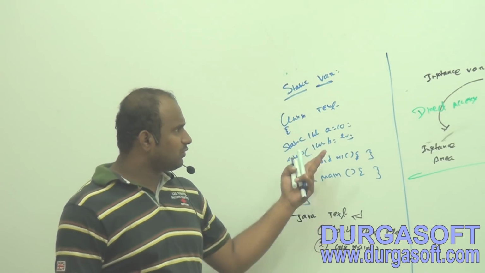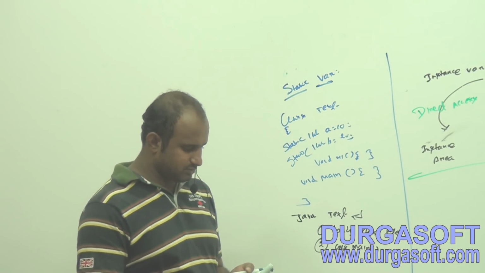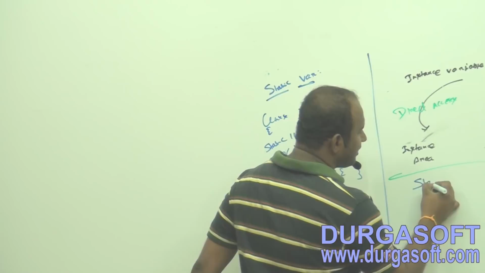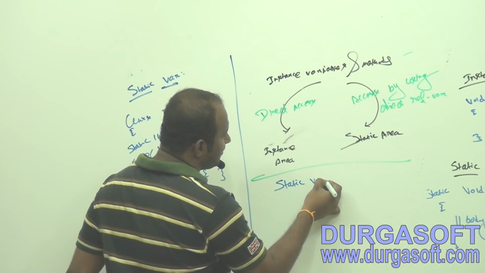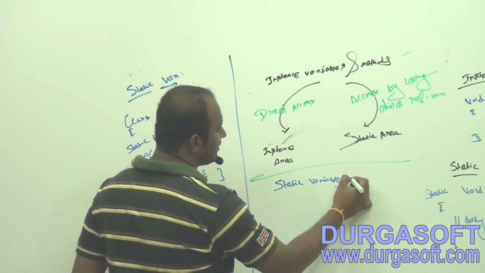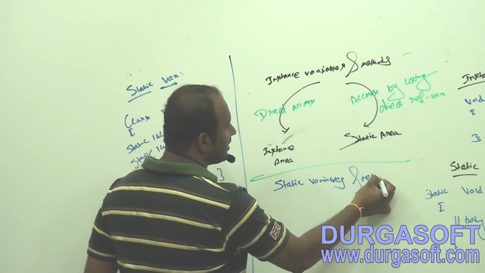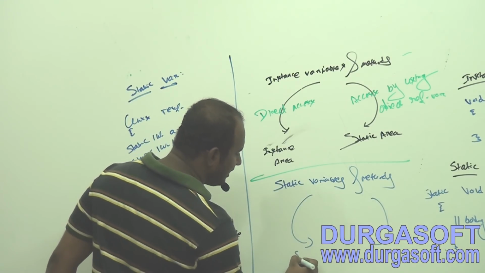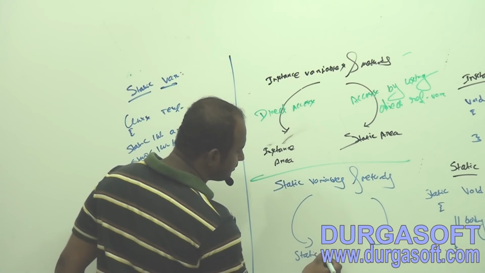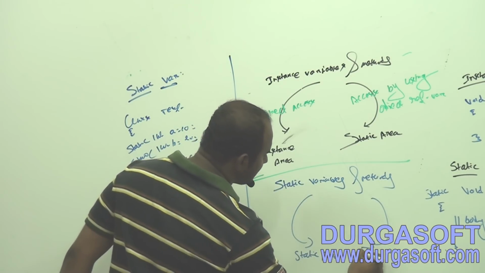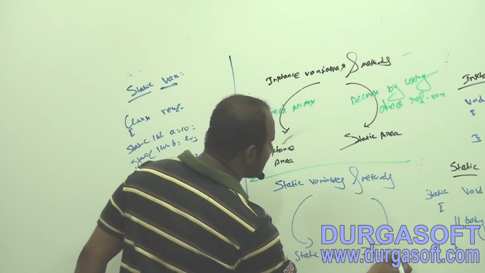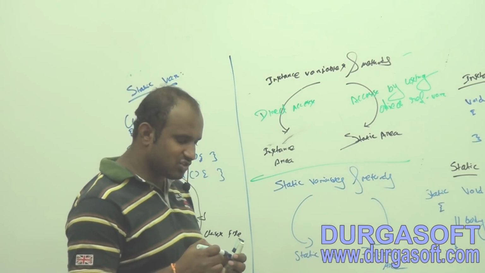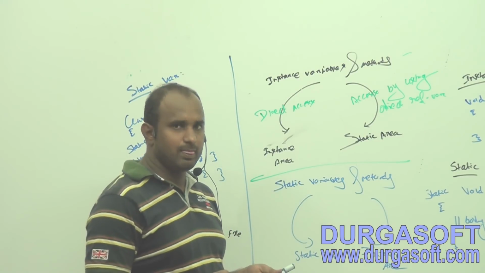Now, what is the permission of the static variables? I will write the permissions here. Check the permission. My application contains static variables and static methods. Obviously, how many areas are there here? Two areas. One is the static area, and the second one is the instance area.